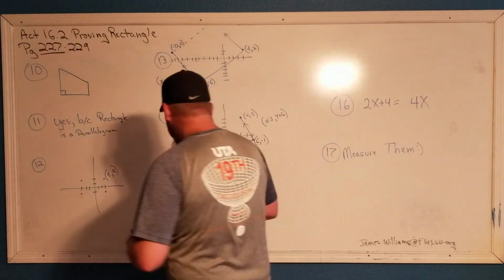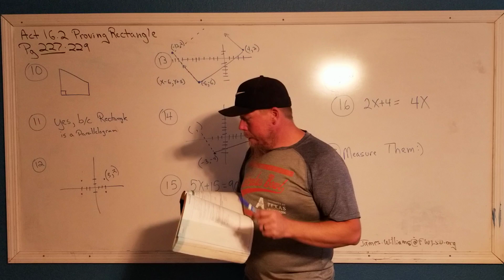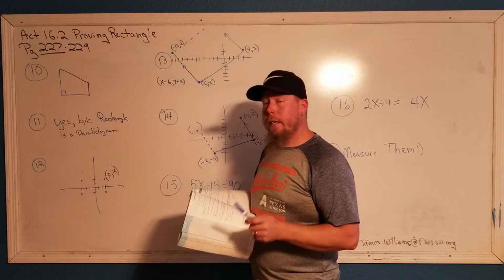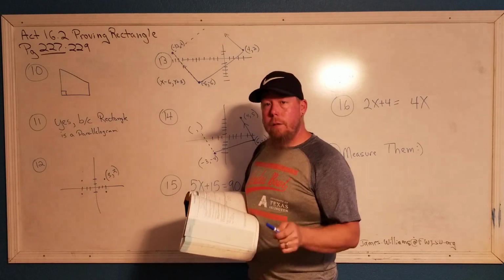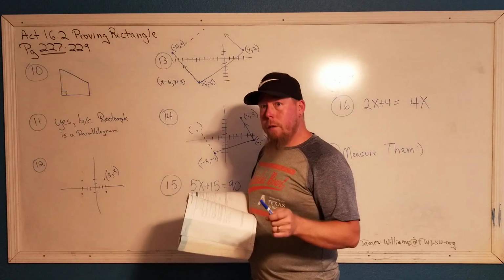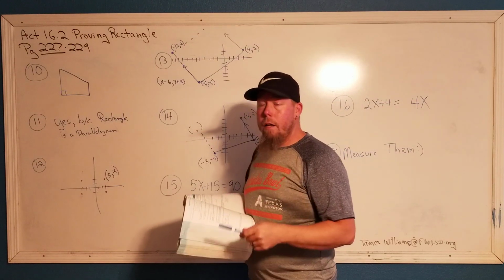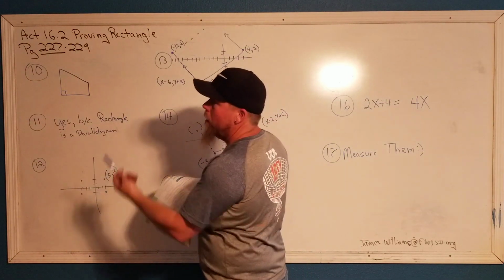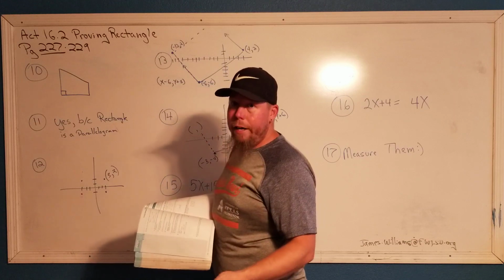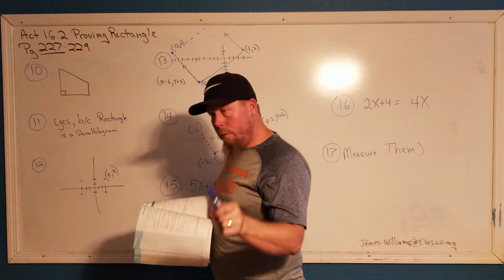Okay, number 10, the question asks, Jamie says a quadrilateral with one right angle is a rectangle. Find a counterexample to show that Jamie is incorrect. The issue here is that Jamie says a quadrilateral, and we know that the rule is a parallelogram. So all they're looking for is a counterexample, so I've drawn one. Your drawing might not look like mine. As long as it has four sides and one right angle and it is not a rectangle, you win.